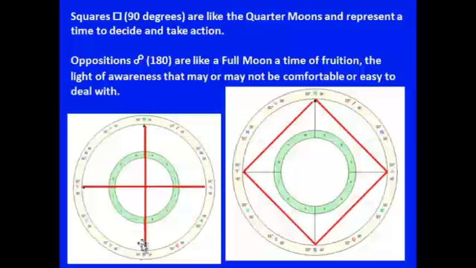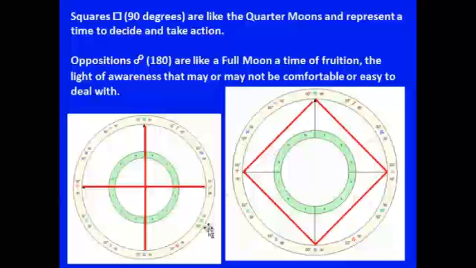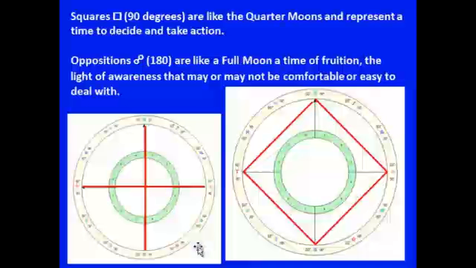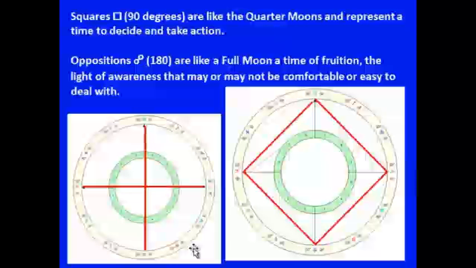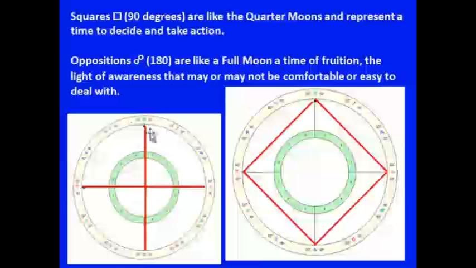And then here are the oppositions. This one's creating the Grand Cross. And this is more like a full moon time, or a time of fruition, where the light of awareness may be comfortable and may not be easy to deal with, that illumination that's taking place. But we see these as resonant polarities rather than opposed to each other.